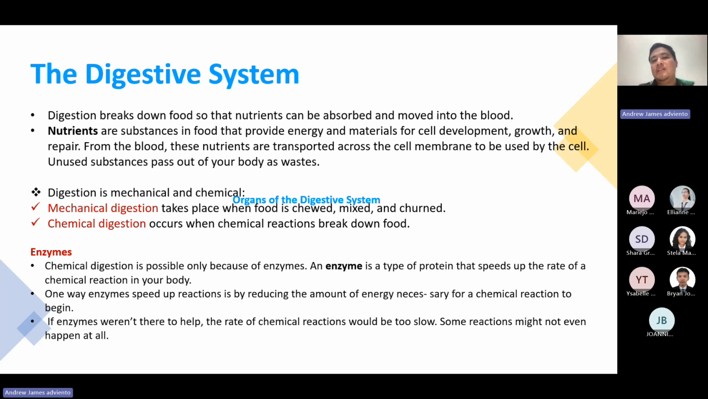Now there are two kinds of digestion. One is what we call mechanical digestion. Ito yung pagnguya natin, ang pagmix at pang-churn. Yun yung mechanical. But when we say chemical digestion, this is when we break down food using chemicals. This is where the enzyme comes in. So ang enzyme, it's a kind of protein that speeds up the rate of chemical reactions in our body. They are actually called catalysts. Catalyst means speeding up things.